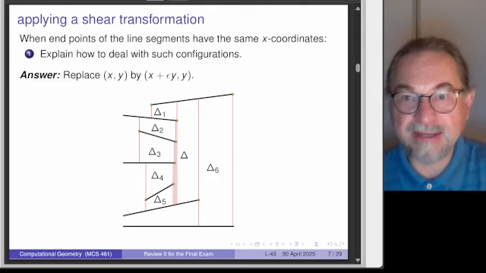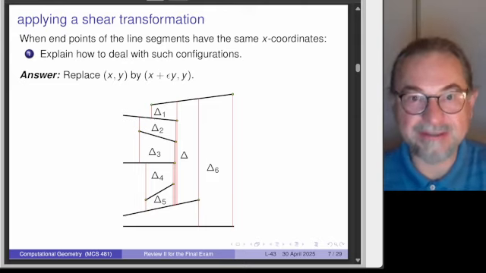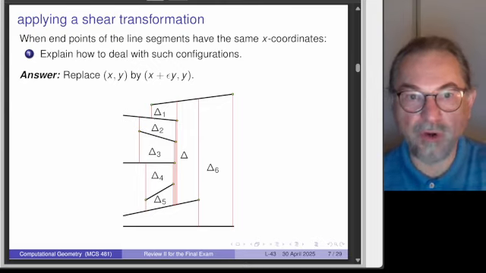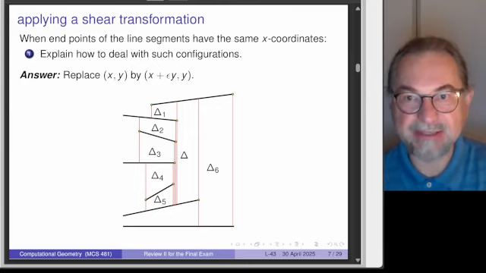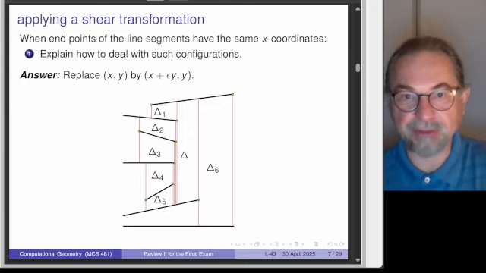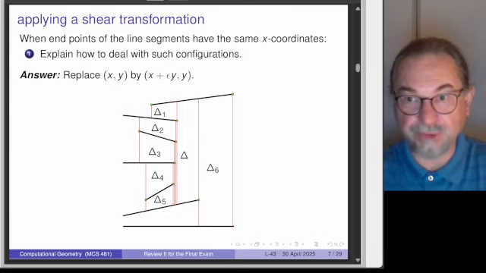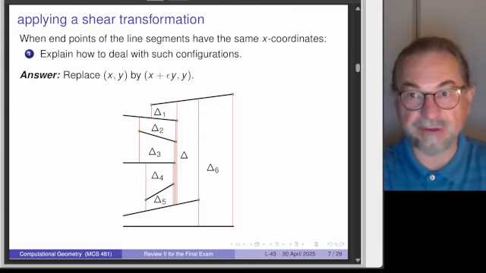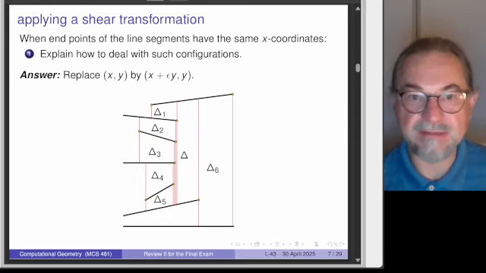Yes, we can. What we discussed, and this is the answer to the first question, is a shear transformation. All the points are replaced by x plus epsilon y. That means the endpoints are all different from each other, so they all have different heights. If you add a little bit of the height to all the x coordinates, then you end up with all different x coordinates. Here in the example, you see it.